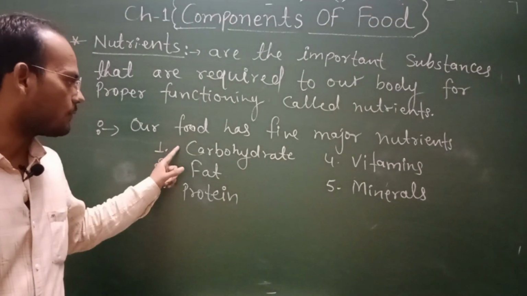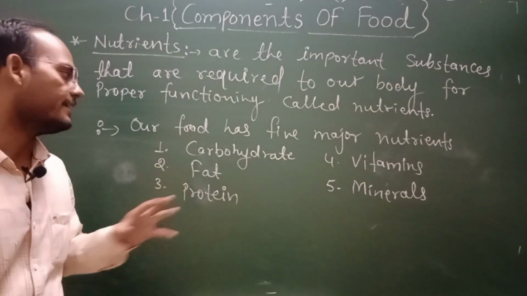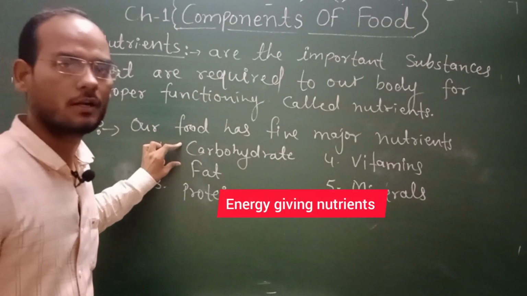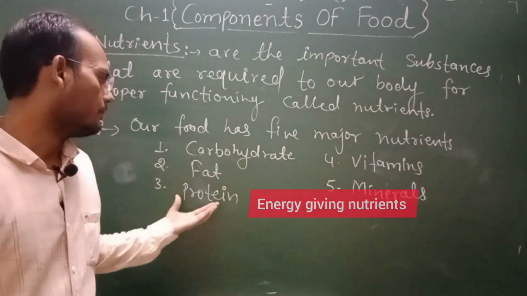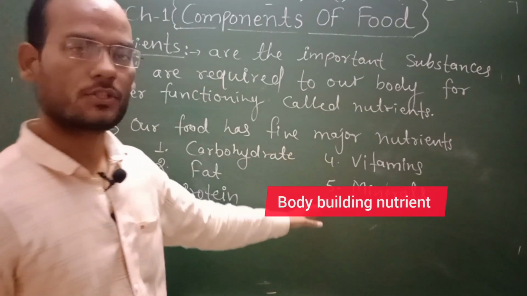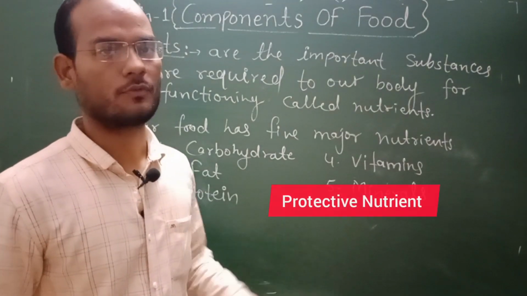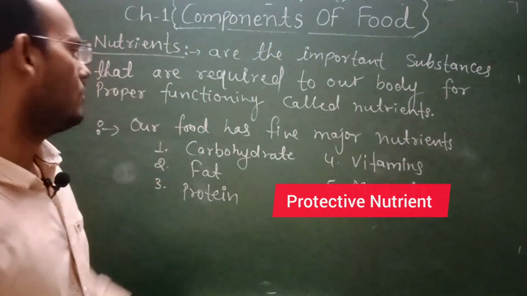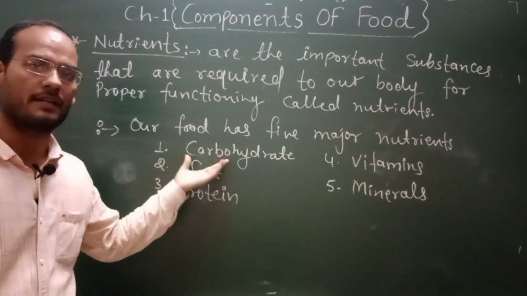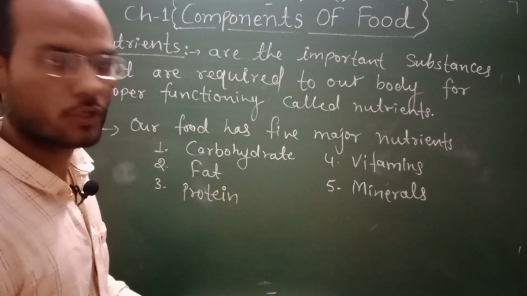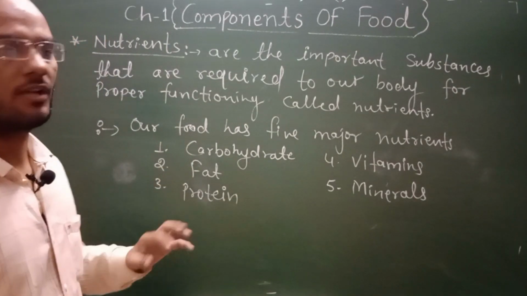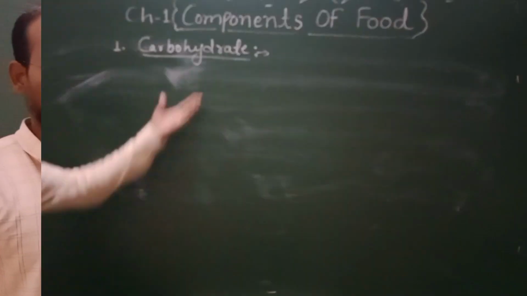Student, carbohydrate and fat are energy giving nutrients. So these nutrients are called energy giving nutrients. Protein is a body building nutrient, and vitamins and minerals are called protective nutrients. So first of all we will talk about carbohydrate, an energy giving nutrient. Clear? So let's come to the first one, carbohydrate.